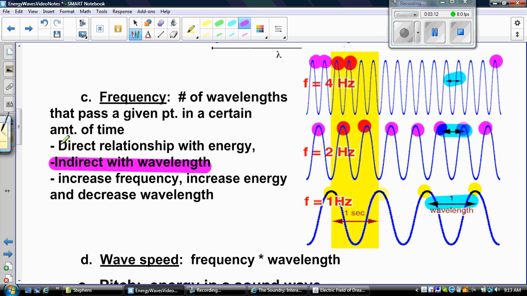Now, frequency has a direct relationship with energy. The more waves that pass a given point in a certain amount of time, the more energy that wave can carry. So if you increase frequency, you're going to increase the amount of energy that a wave can carry.